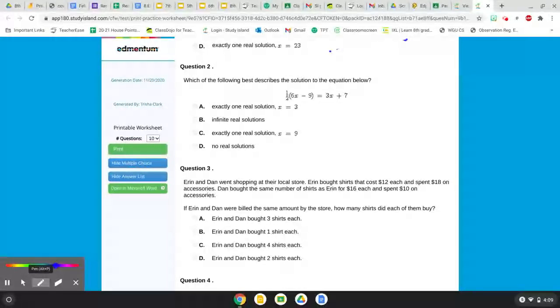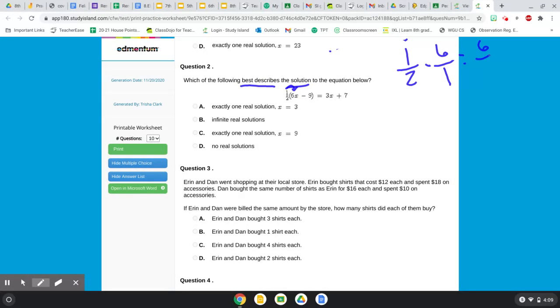So this one asks what best describes the solution to the equation. At this point, I can't critically analyze it yet because I haven't done the distributive property. Once I do that, I can look for those patterns to determine if it's one, no, or infinitely many solutions. So I'm going to distribute 1/2 times 6. Remember, I can go off to the side and say 1/2 times 6 over 1.